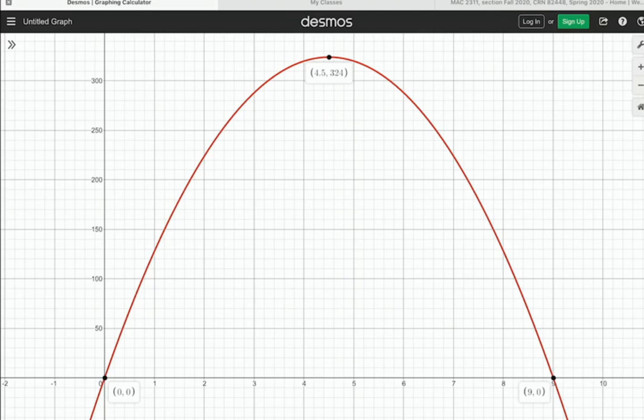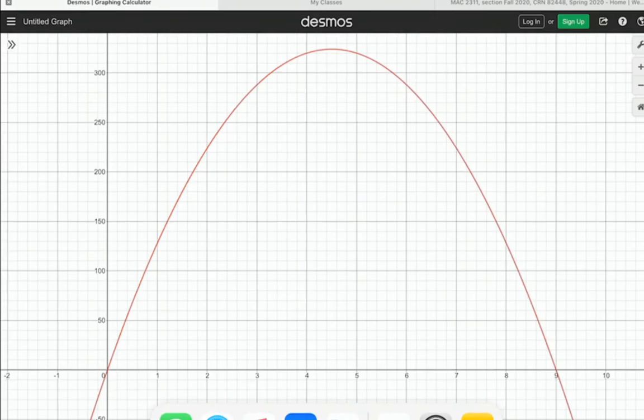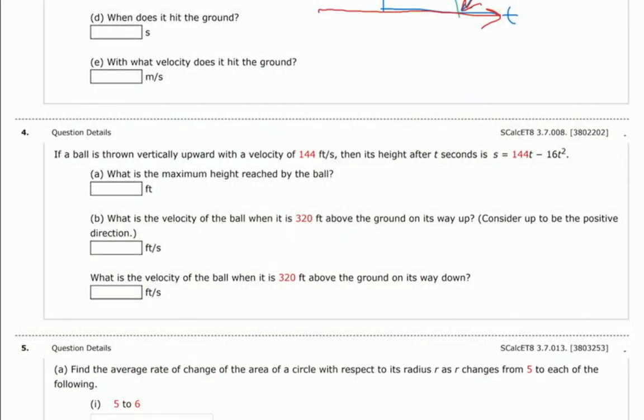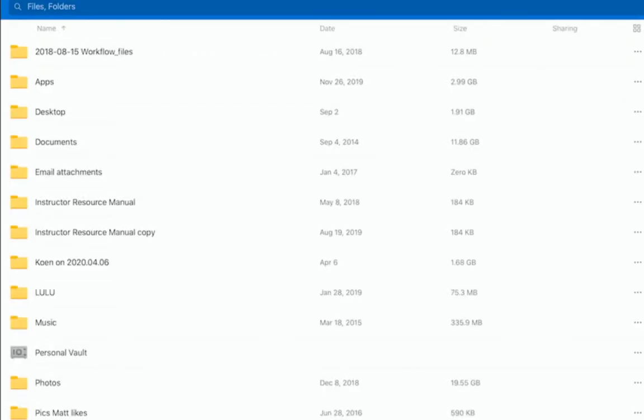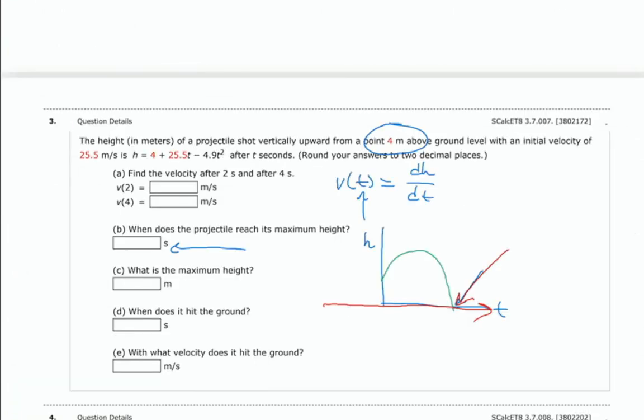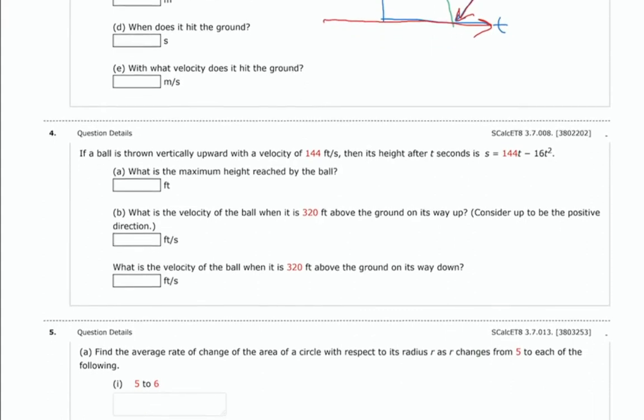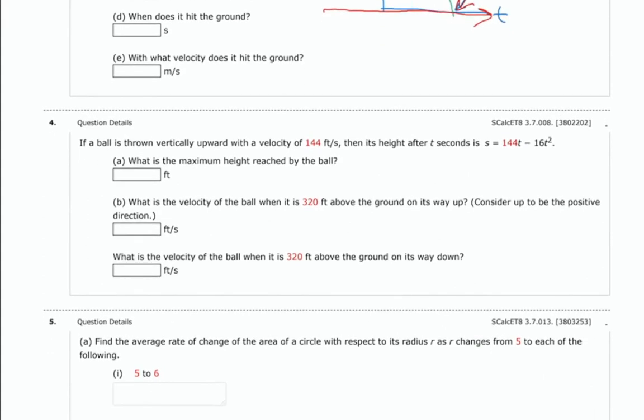Now, let me go back over to the question. Remember that height of positive 324 feet. My question said, oh boy, be right back. There we go. So back in the original problem, you see that, I think it was the next one: what is the velocity of the ball when it is 320 feet above the ground on its way up?